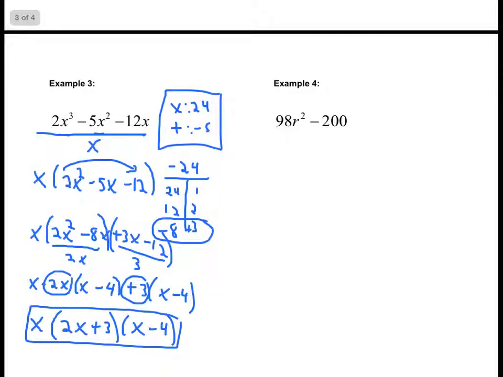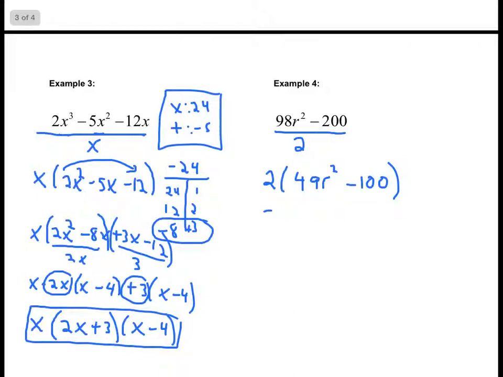All right, example 4, I'm going to look and see what I can factor out. The GCF I see maybe is 2. So if I divide out a 2, I put that in front, and I would get 49r squared minus 100. And I look and see, since it has 2 terms and there's a subtraction sign in the middle, is this a difference of 2 squares? And I look and see that it is.